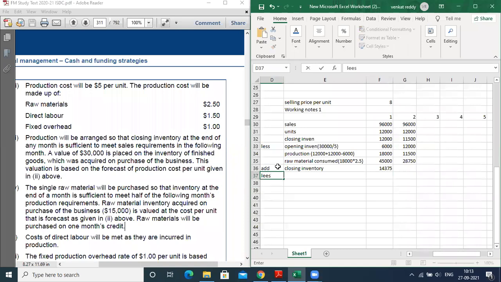And less opening inventory. Already they gave it in the question. So opening inventory, how much did they give? 15,000. So finally, the total raw material purchases for the month is raw material consumed 45,000. Okay. Then closing inventory. Yes, we have two closing inventories. So this is number of units, or let me put it like this. I hope most of the students are happy.